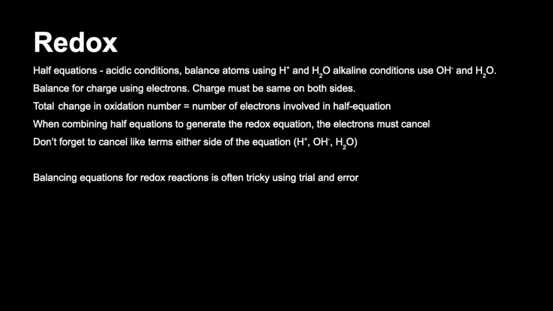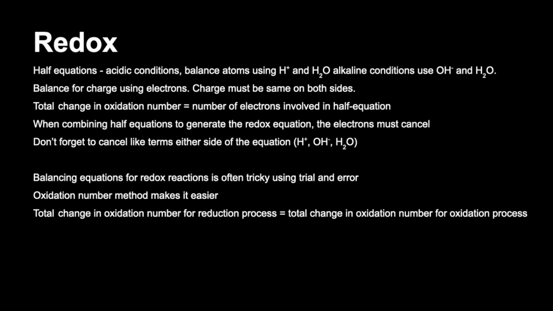Sometimes you are supplied with a redox reaction equation and you've got to balance it. That's often tricky using trial and error. So the oxidation number method makes it much easier, and remember the golden rule for that is the total change in oxidation number for the reduction process must equal the total change in oxidation number for the oxidation process.